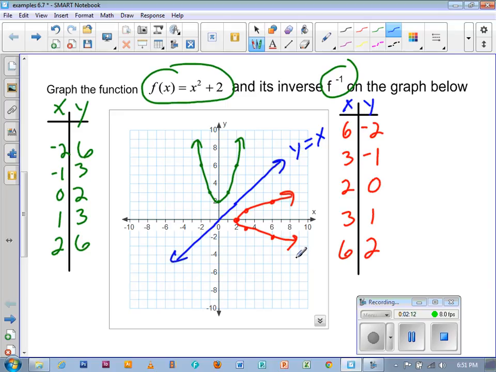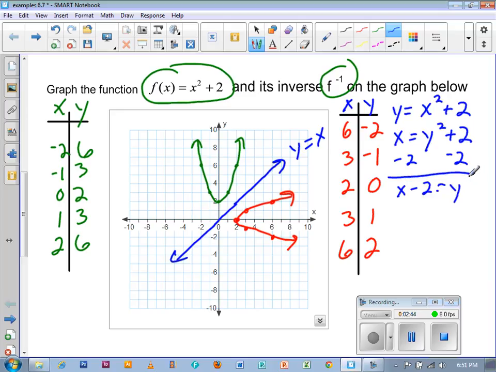Now, if we're going to find the equation of this red function, the sideways parabola, we first write down the original, which is y equals x squared plus 2. You then, of course, as the inverse does, reverse the order of the x and y, and you end up with x equals y squared plus 2. We subtract 2 from both sides. So that's going to give us x minus 2 equals y squared.